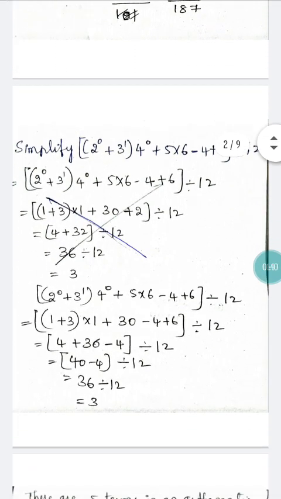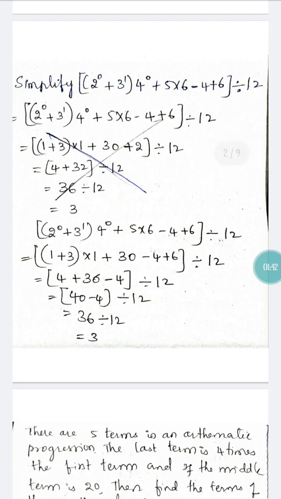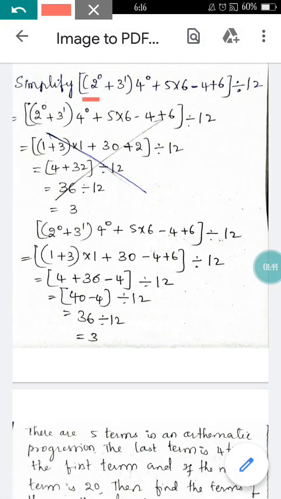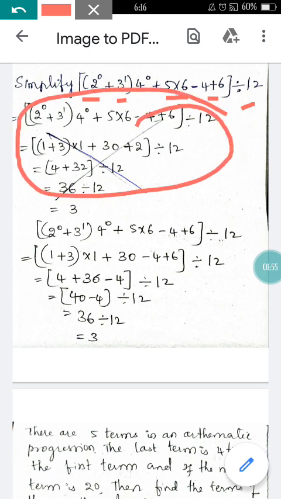Now come to question number 2. Simplify 2 raised to 0 plus 3 raised to 1 into 4 raised to 0 plus 5 into 6 minus 4 plus 6, which is divisible by 12, right? You can write in this pattern also, but here you need to use the BODMAS rule. So for that I have written the answer here.